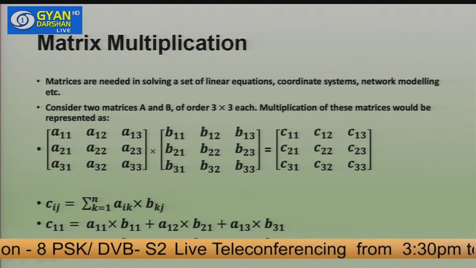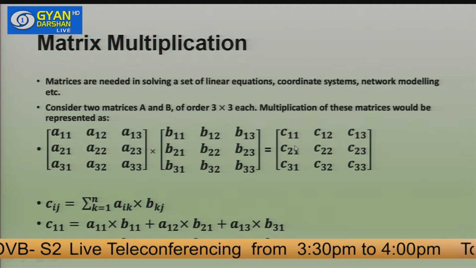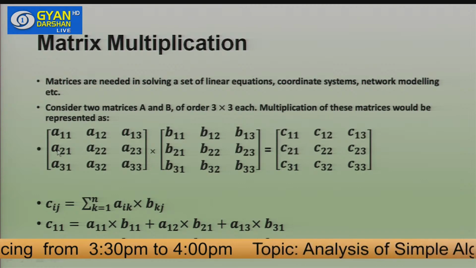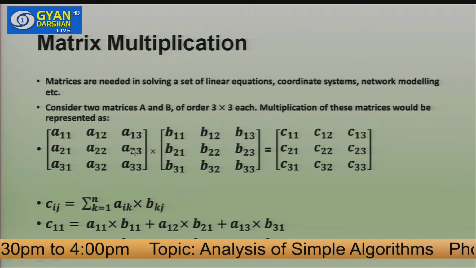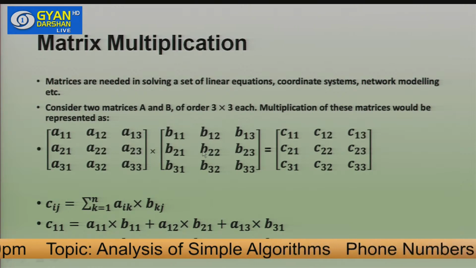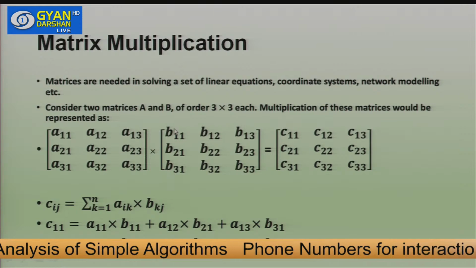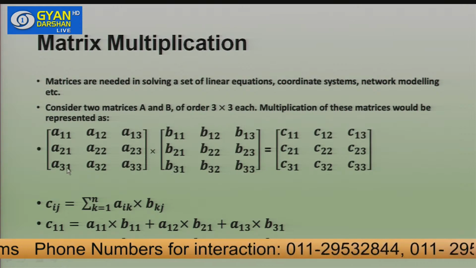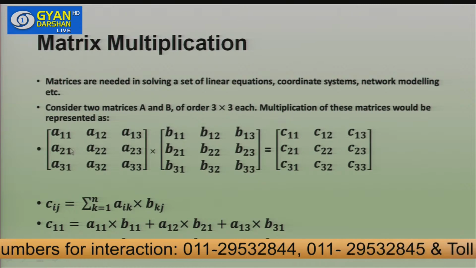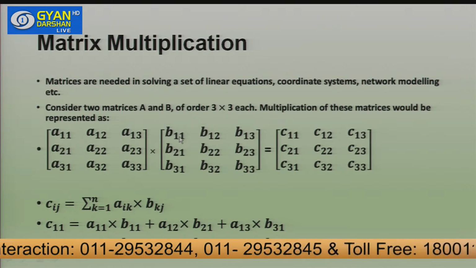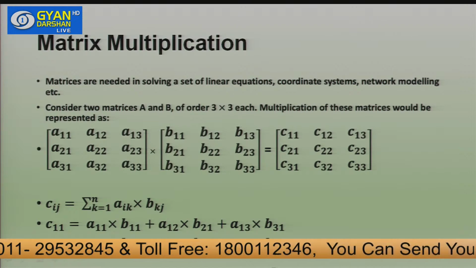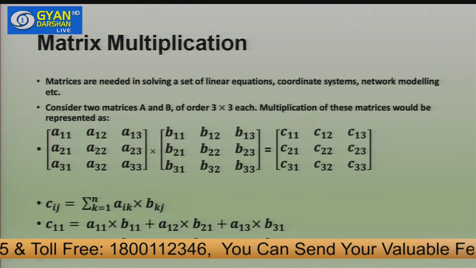How do we do it for C21? Once again, when we are doing it for C21, what do we have to look for? Row 2. So we pick up A21, A22, A23, and we have to multiply them with the first column, B11, B21, B31. So A21 multiplied by B11, A22 multiplied by B21, and A23 multiplied by B31.